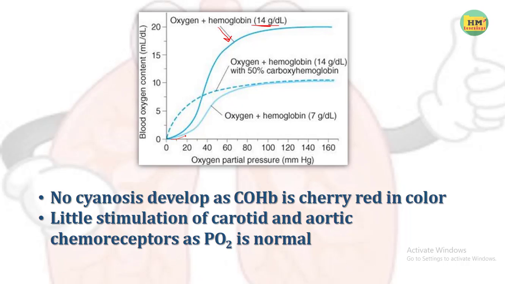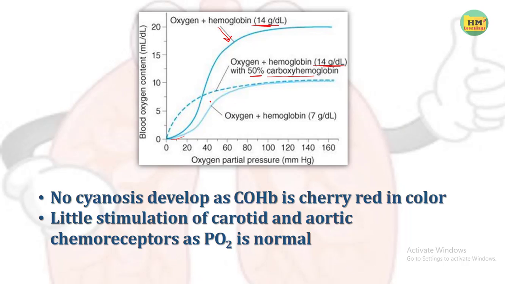Okay, but what happens when there is carbon monoxide poisoning? Even though there is normal hemoglobin, what is still happening? The oxygen dissociation curve is shifted towards the left by the carboxyhemoglobin. 50% of hemoglobin is carboxyhemoglobin and the remaining 50% is normal hemoglobin. But that remaining 50% hemoglobin is not able to release the oxygen.